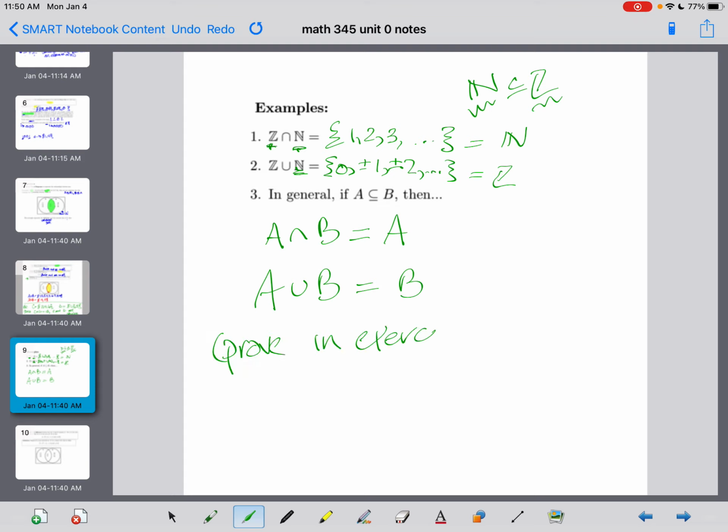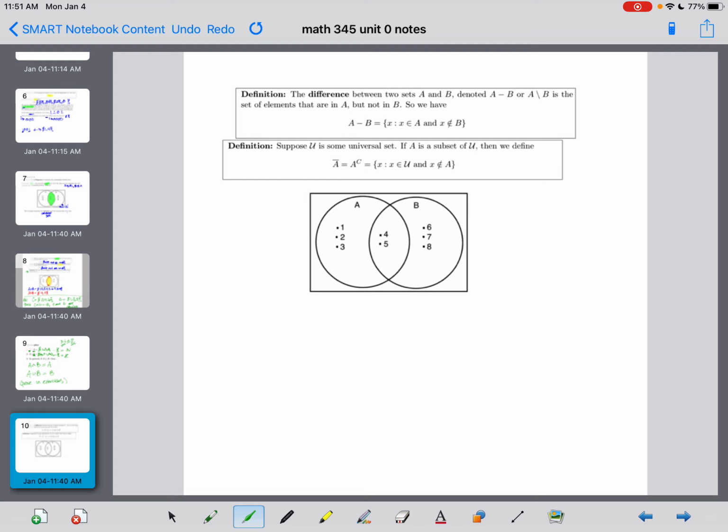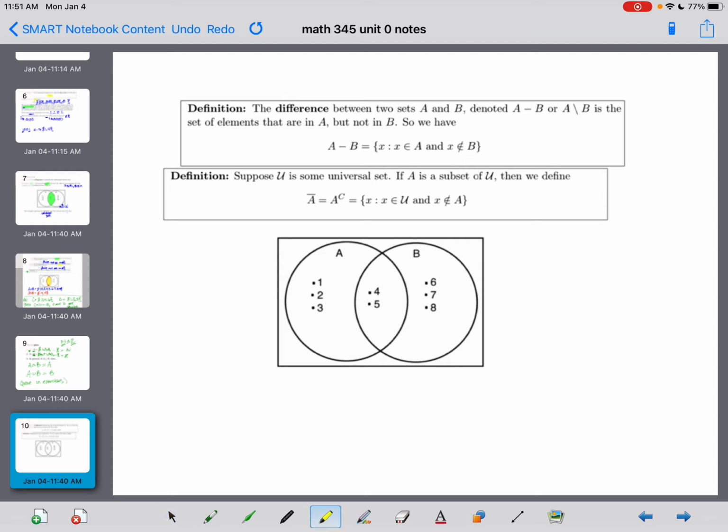Just a couple more definitions. The difference between two sets, A and B, which we denote A minus B, or sometimes A backslash B. You'll see this in the web work sometimes or in other textbooks, which use this notation interchangeably. It's the set of elements that are in the first set but not the second. So the elements that are in A but not in B. We would write this as A minus B is the set of all x such that x is an element of A but not an element of B.